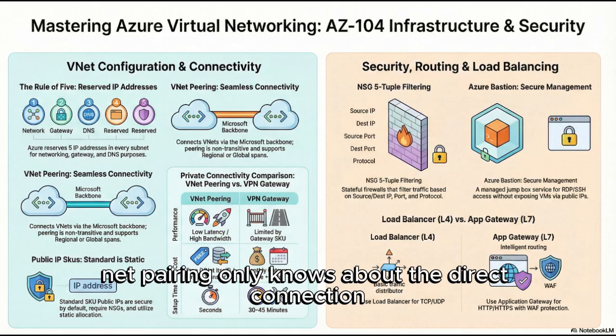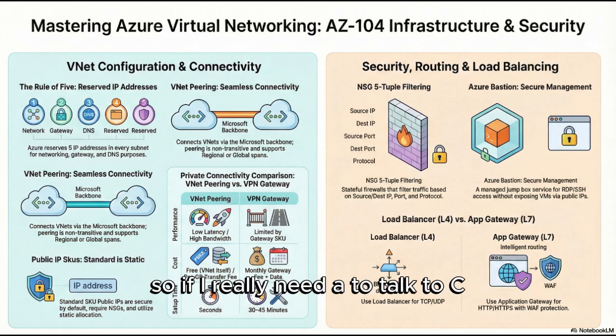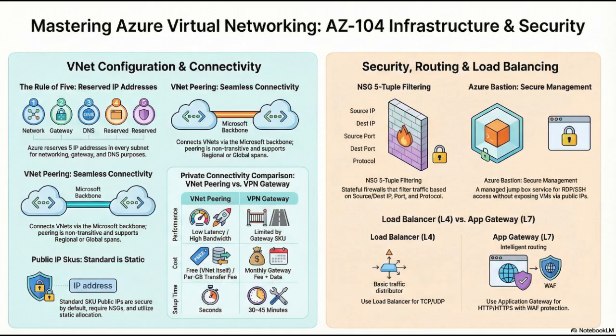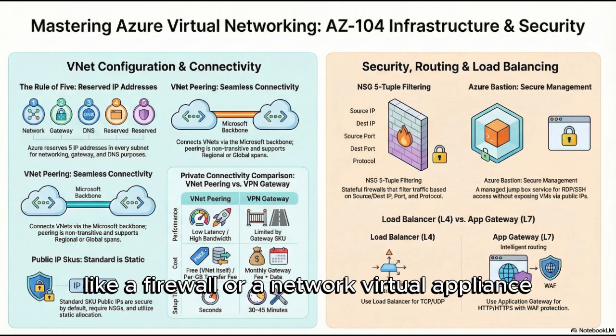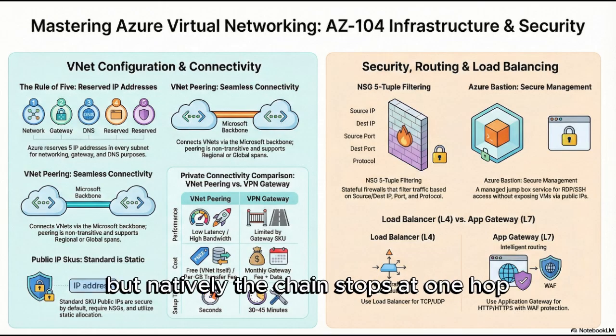Why? Because VNet peering only knows about the direct connection. It doesn't automatically route to the next hop. So if I really need A to talk to C, what do I do? You have to put a router like a firewall or a network virtual appliance, an NVA, inside network B to act as a bridge. But natively, the chain stops at one hop.